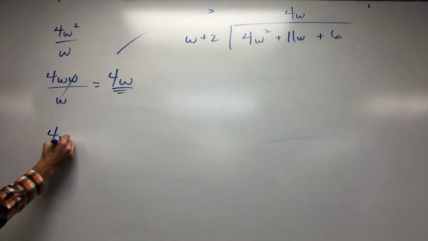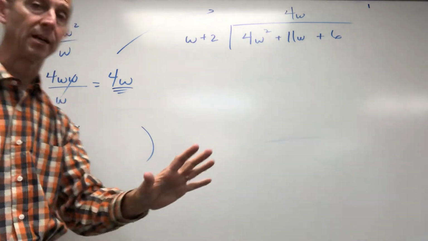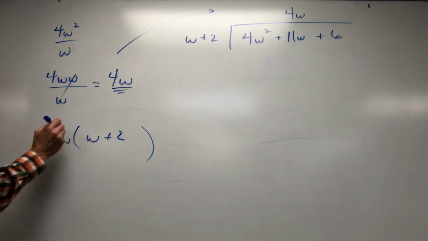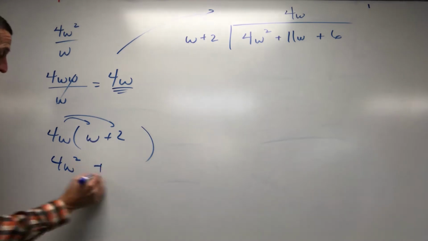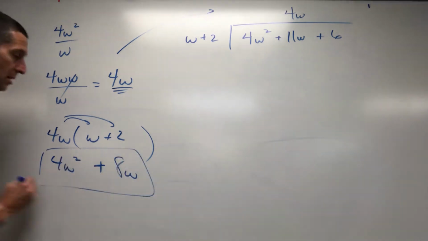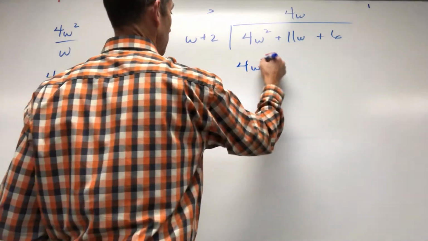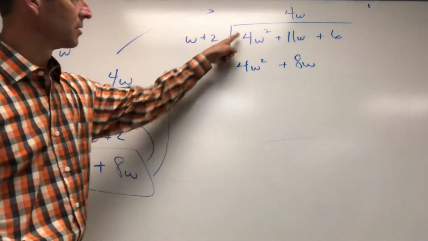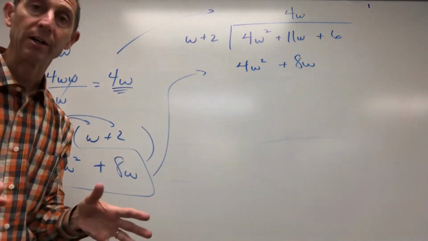This 4w, you have to multiply by your divisor, w plus 2, for your next step. Divisor, w plus 2, we multiply it. So distribute this, boom, boom. 4w times w, 4w squared. 4w times 2, 8w. So what you just created is what we're going to slide in underneath. 4w squared plus 8w. And I do like how it's all organized. W squared, w squared. W, w, w. Number, number, number.